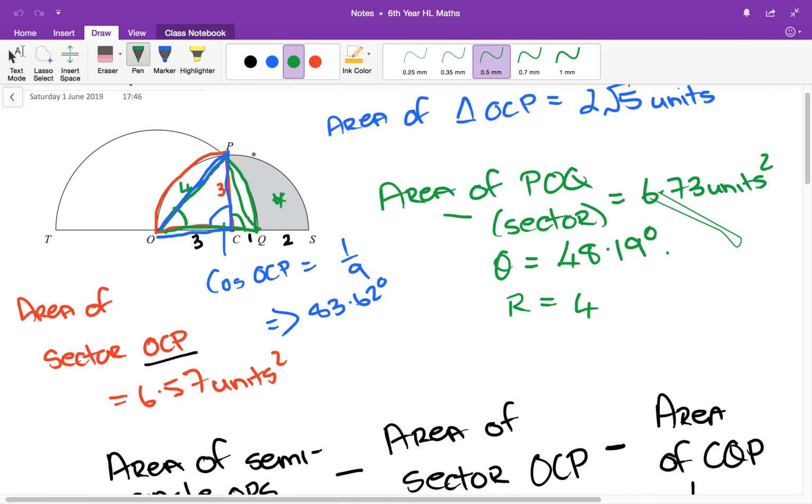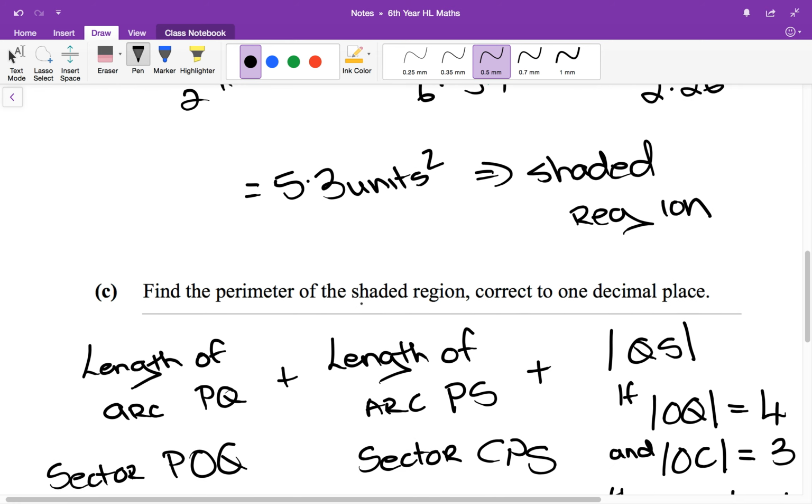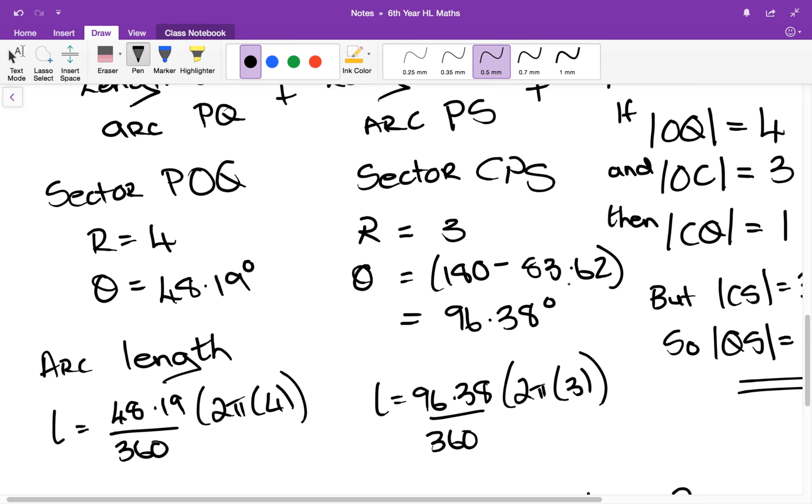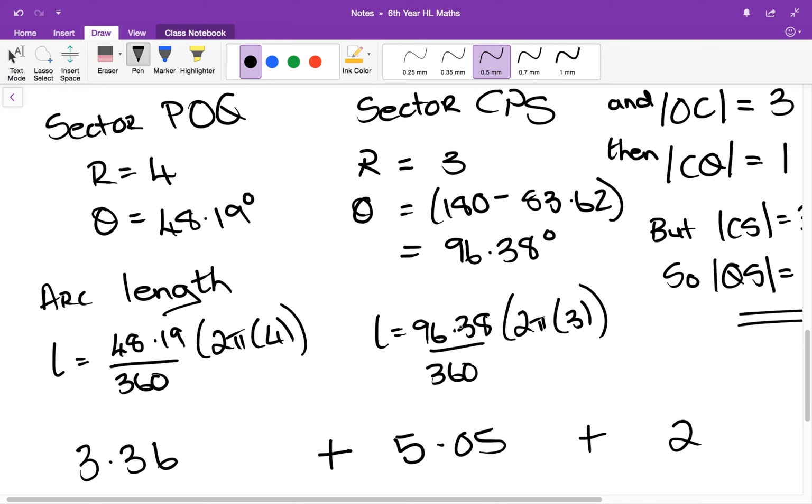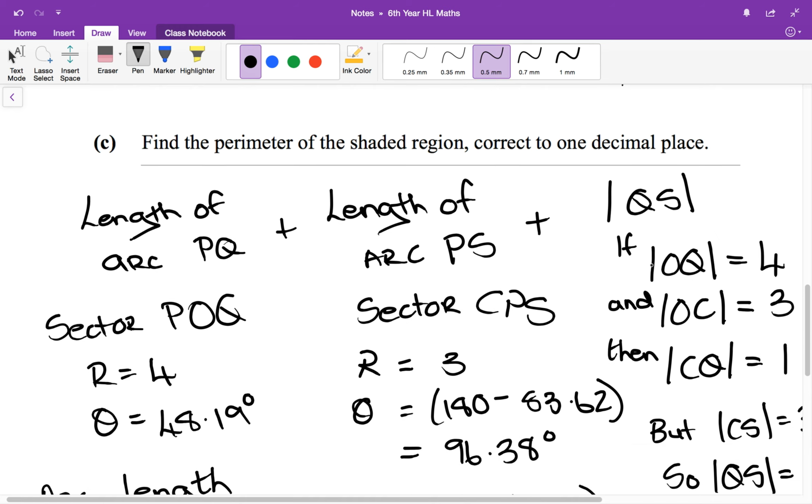Same thing here, length of arc PS. Now I don't think we did this one, so PS is here obviously, so the sector you're talking about is kind of this one here. Yeah, so the radius for that is 3, and then to get the angle, this angle here, you just do 180 minus 83.62. So that's where that came from. 180 minus 83.62 is 96.38, and then your radius is 3. So same formula, angle over 360, 2 pi radius, and you get 5.05.